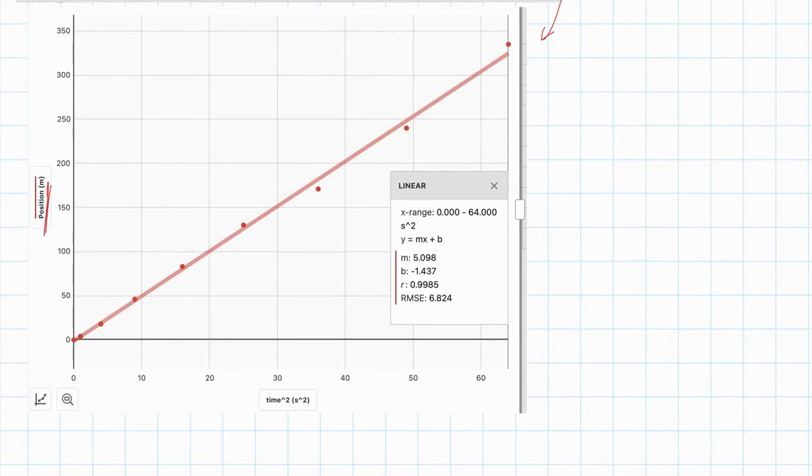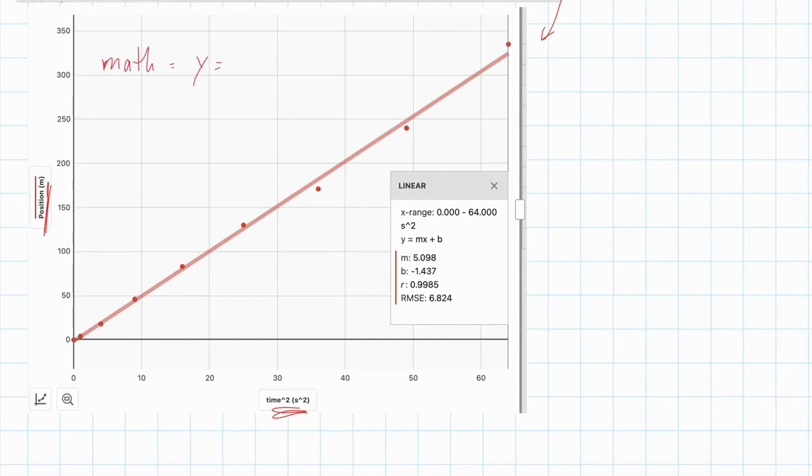We got position here, we got time squared here, and check that out. It is really, really linear. I feel great about this. The fact that it appears linear convinces me that I made the right choice initially. Was it quadratic? Yes, because I linearized it the way I would linearize a quadratic, and now it's straight. So that's confirmation.